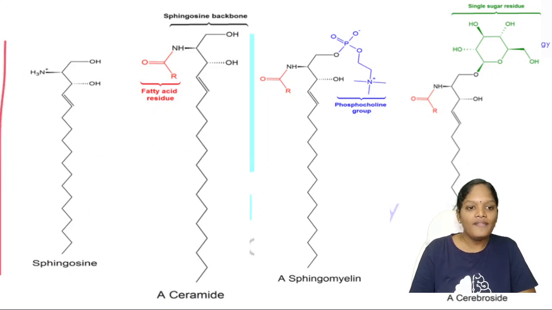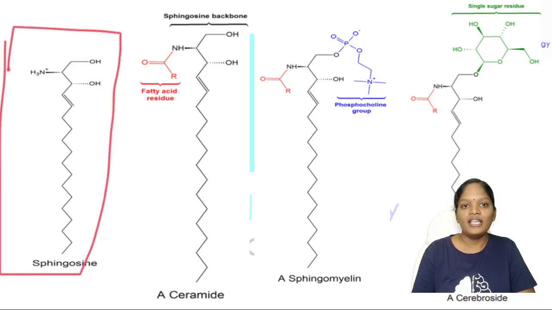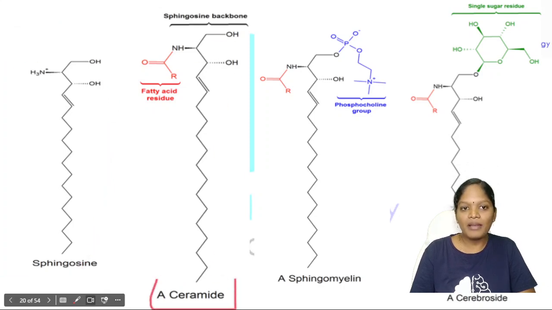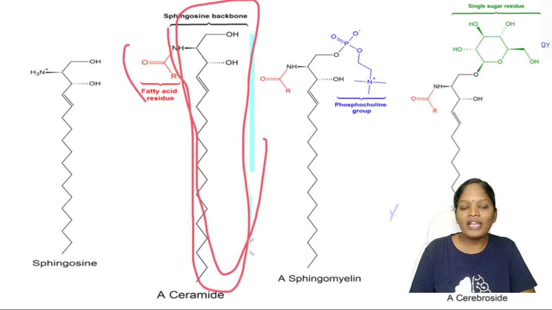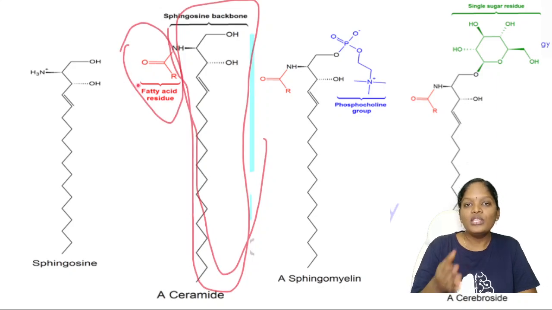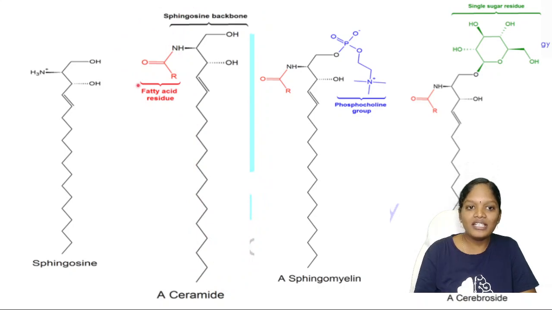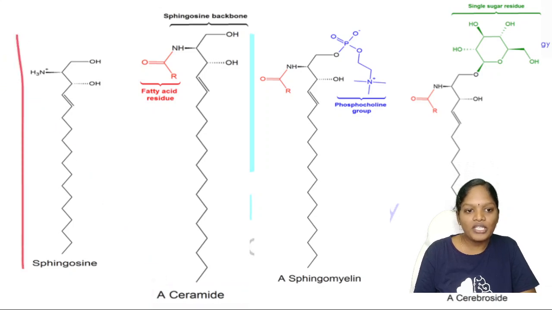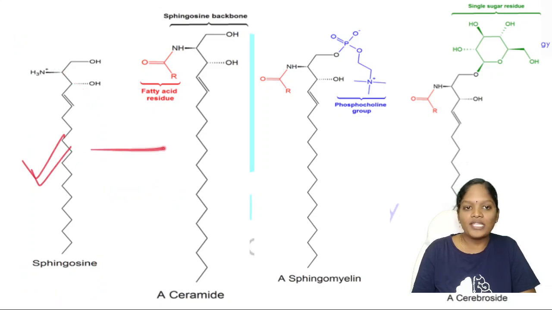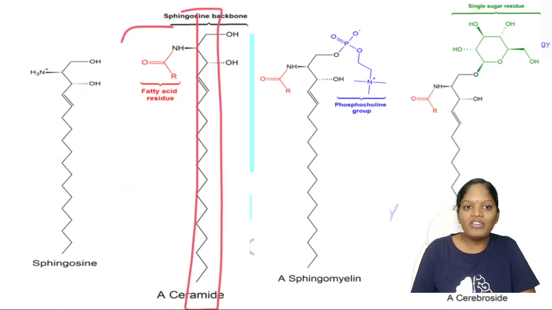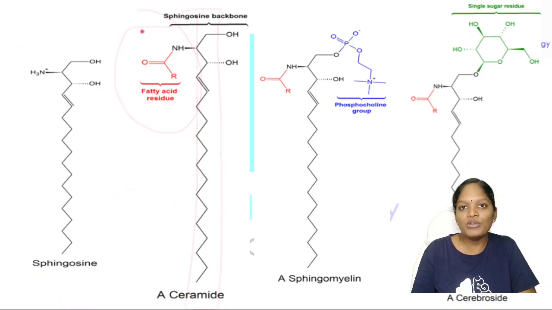Just see here, this is the structure of the sphingosine, and here is the ceramide. This looks exactly like the sphingosine. There is a sphingosine backbone, and then an addition of a fatty acid residue. Sphingosine plus a fatty acid residue, we call a ceramide. This is very important. Just look at this picture. This is the structure of sphingosine. If the fatty acid residue is added to the sphingosine backbone, we call that structure a ceramide.